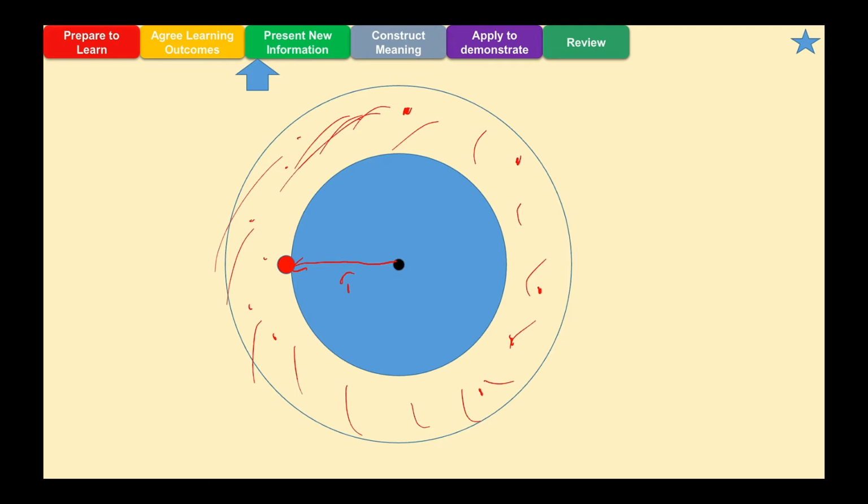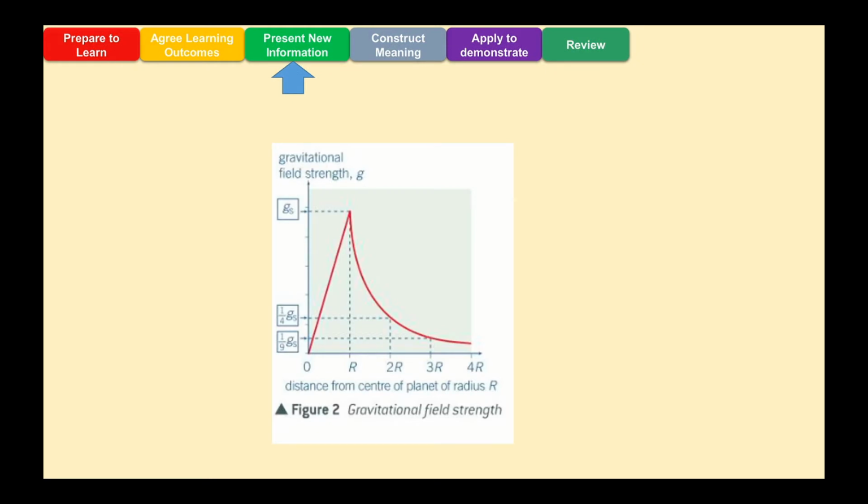with our new formula, our new situation. So the highest gravitational field strength for any planet will be at its surface.